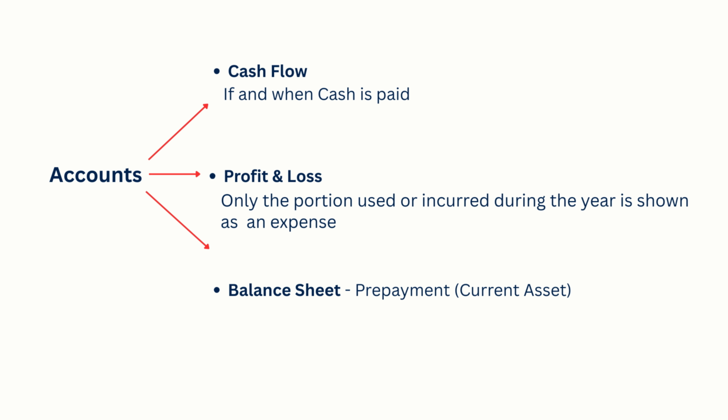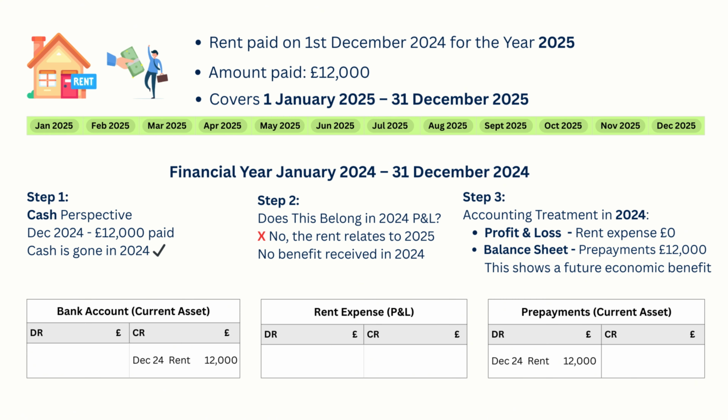Finally, we look at the balance sheet. Any part of the expense that has been paid for but not yet used is shown here. This is called a prepayment, and it is a current asset. It represents a future economic benefit. The balance sheet shows what is left unused at the reporting date. Let's look at an example to see how this works in practice.